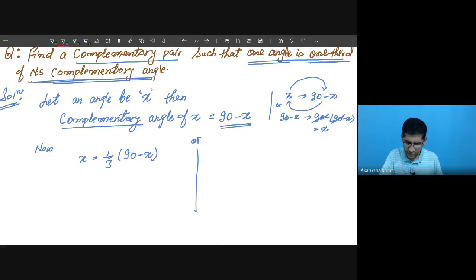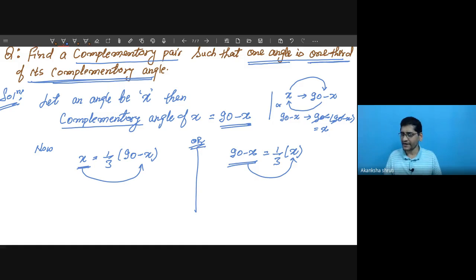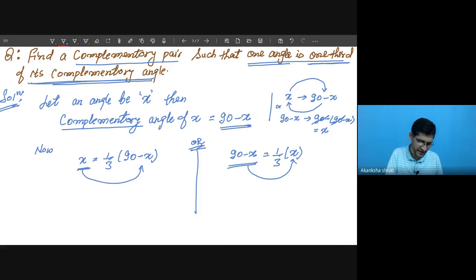Student, you may choose the angle as 90 minus x. It is also okay. Then you may also consider this angle 90 minus x, then its complementary angle will be x itself. You may choose this way also. So while choosing 90 minus x as the angle, its complementary angle will be x. While choosing x as the angle, its complementary angle is 90 minus x. The condition given is one angle is 1/3 of its complementary angle. So this condition given in the question, we have applied.